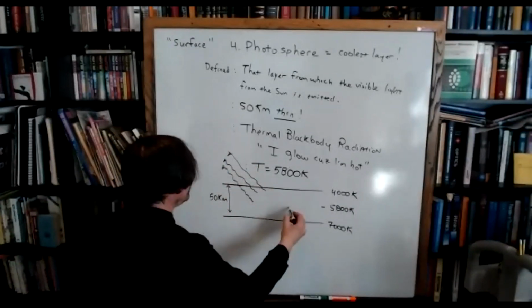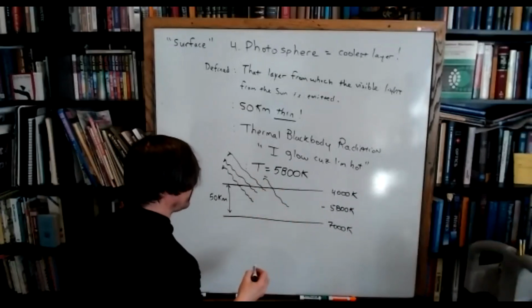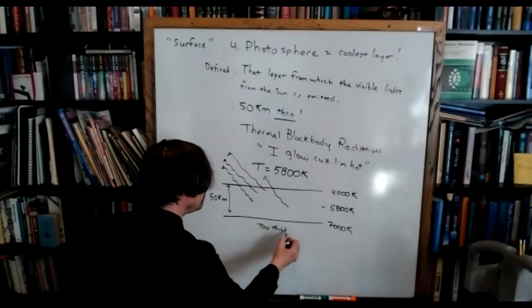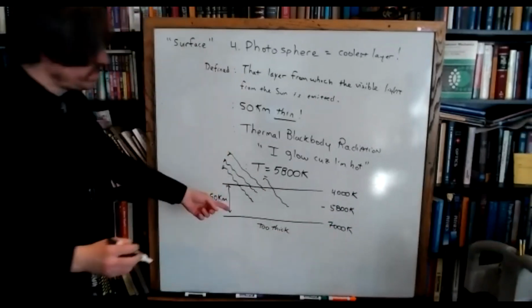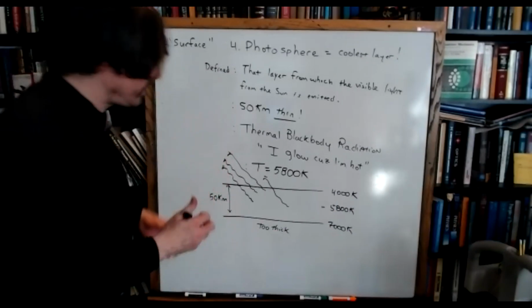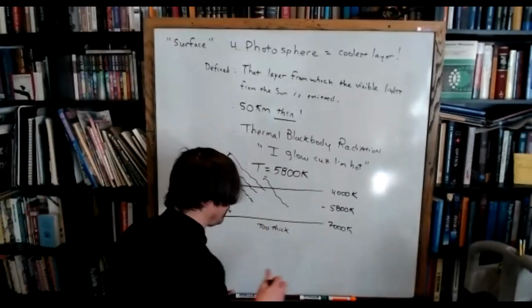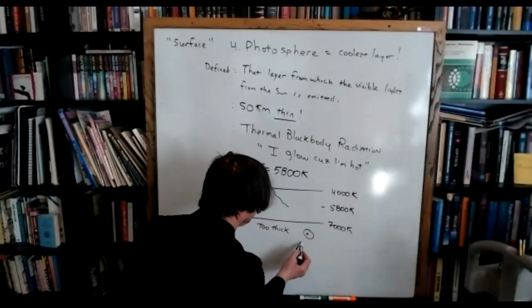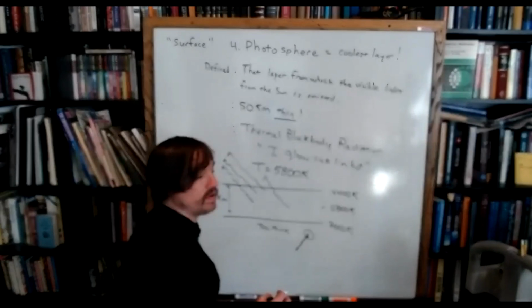Now, this is kind of like Goldilocks and the three atmospheres. Down here, the gas is too thick. And while the gas is hot, the photons cannot escape into space without banging into another atom. So here I've got an atom, right? And the photon will get absorbed before it can make its way through.